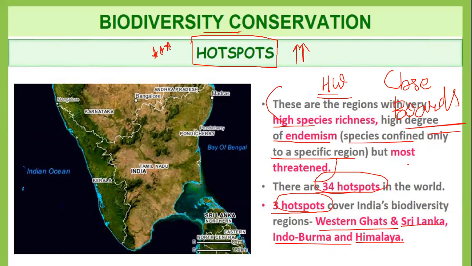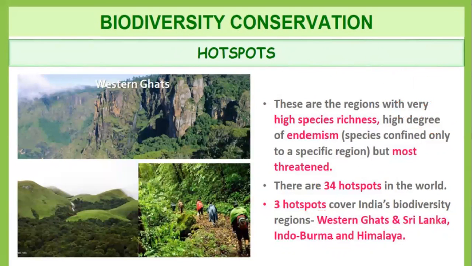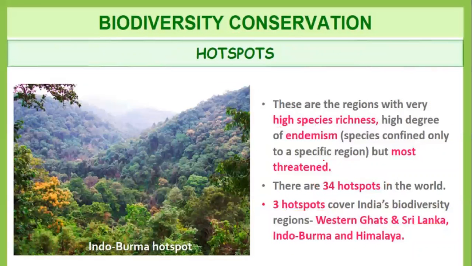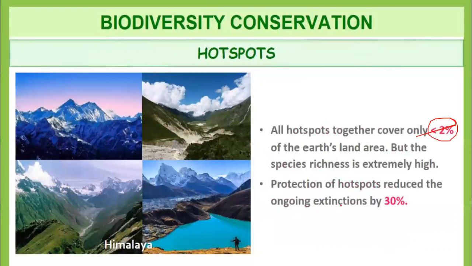Clear? So in the hotspot regions, you will have very high species richness and a high degree of endemism. For example, you would have the Western Ghats, Indo-Burma and Himalayas, and Sri Lanka and all. All hotspots together cover only less than 2% of the Earth's land area, but the species richness is very high because there are millions and billions of species. Protection of hotspots reduces the ongoing extinctions by 30%.